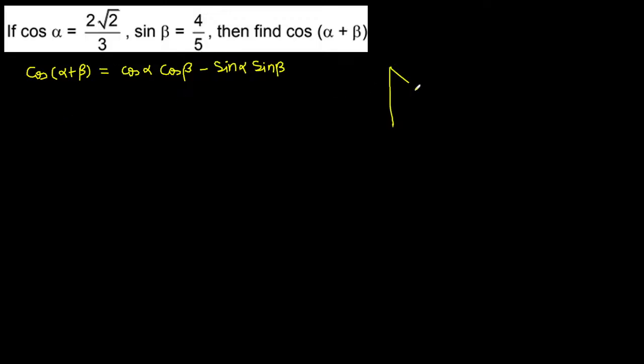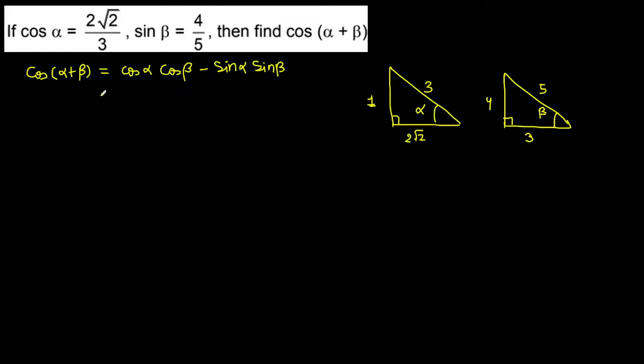Trigonometry is all about triangles. Consider this angle as alpha. So cos alpha is 2 root 2 by 3, and if we go by Pythagoras, the other side is the square root of 3 squared minus (2 root 2) squared, which is 1. If we go with the second triangle, this is beta, so it is 4 by 5 and the base is 3.